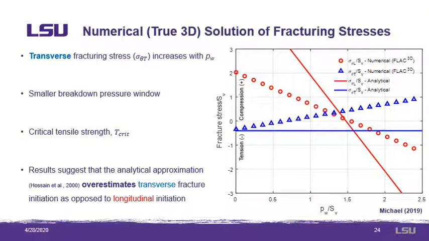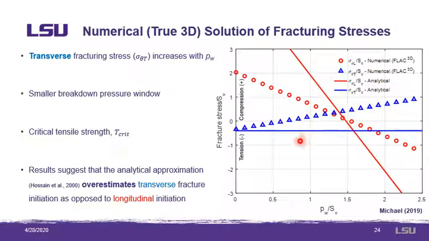After verifying the model, I used it to calculate the true three-dimensional numerical solutions for a case study performed on parameters from the Barnett Shale in Texas. On the plot here, I have the numerical solutions using points, red for longitudinal, blue for transverse fracturing stress, and with the solid lines, we have the corresponding Hossein approximations modified to incorporate static pressure.